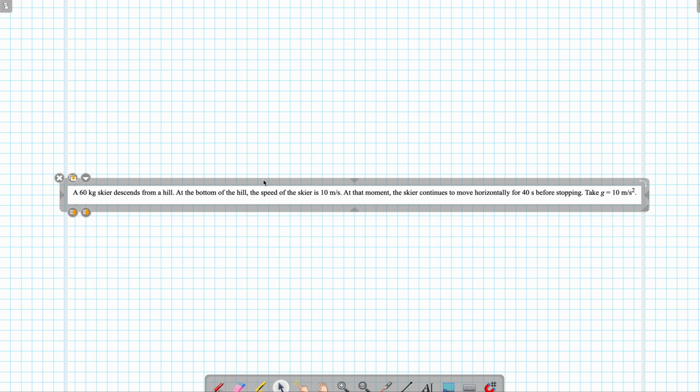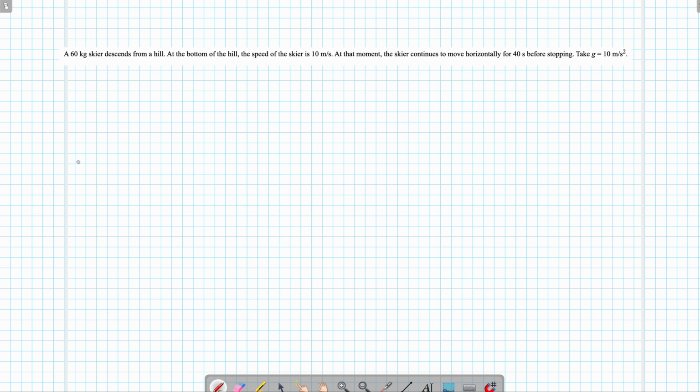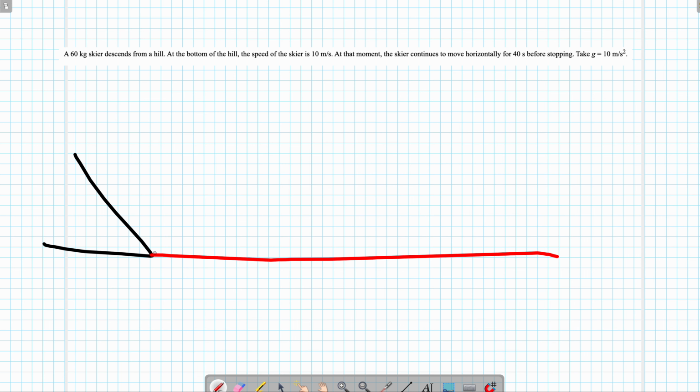So let's solve this. Let's say there's a hill here, right? And the floor here, which is the part we're trying to calculate in. Let's say at this point V initial is 10, right? At the bottom of the hill, the speed of the skier is 10. And then at that moment, the skier continues to move horizontally before stopping. So let's say here V final is equal to 0.